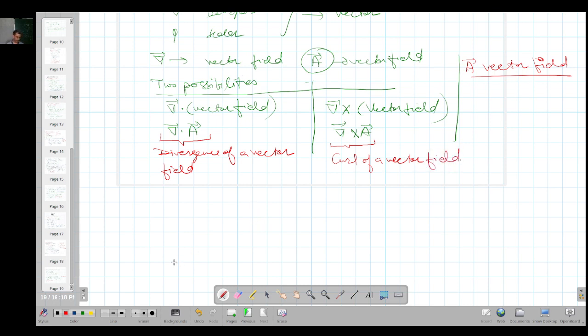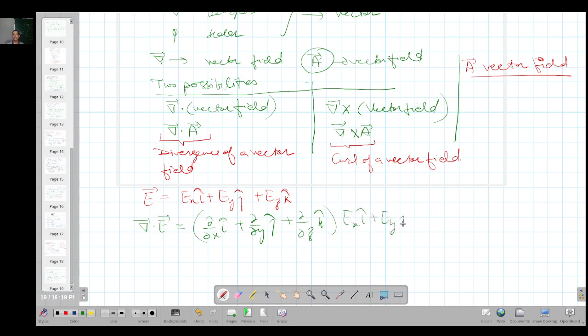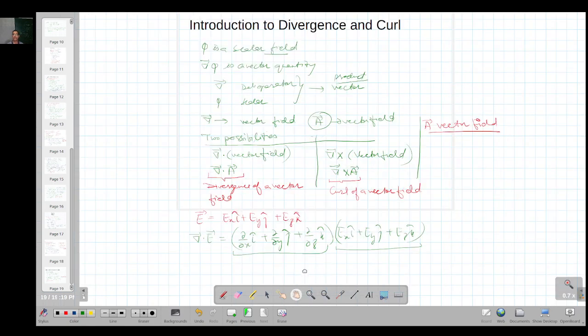Right? So let us understand this by taking an example. Let us say that E is the vector field, and it can be written as Ex i cap, Ey j cap, and Ez k cap. So now this del dot E means divergence of vector field E. It can be written as curly over curly x i cap plus curly over curly y j cap plus curly over curly z k cap dot Ex i cap, Ey j cap, and Ez k cap. And if I look at it, it's like a dot product of two vectors.